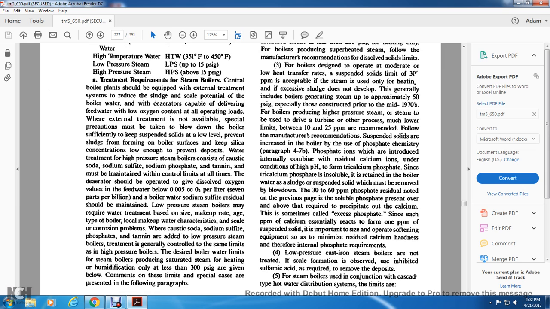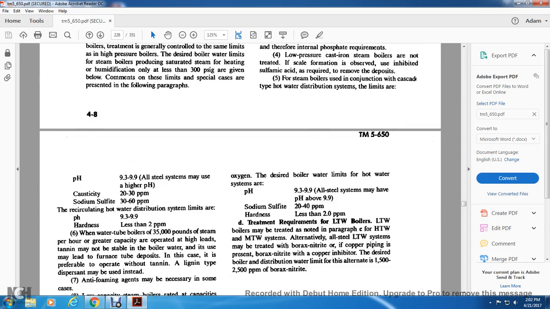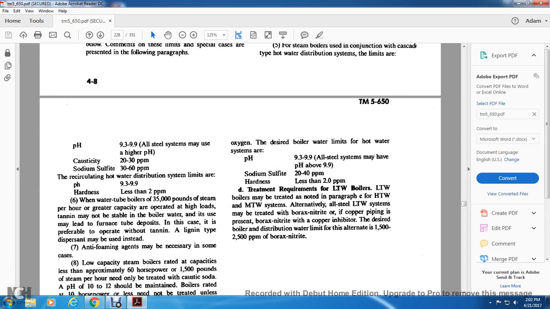4. Low pressure cast iron steam boilers are not treated for scale formation. If scale is observed, inhibited sulfamic acid is required to remove the deposit. For steam boilers used in conjunction with the cascade type of hot water distribution, the limits are pH, caustic, sulfide, sodium sulfite, recirculating hot water distribution system, and pH and hardness.